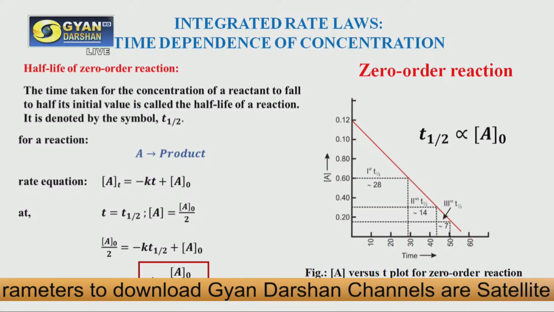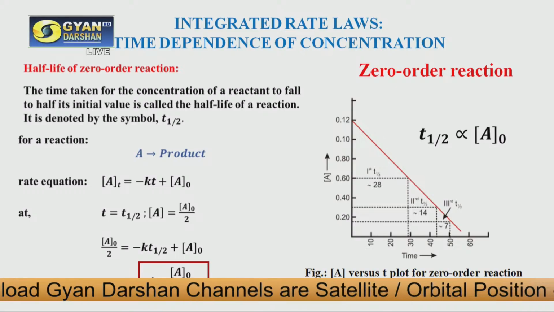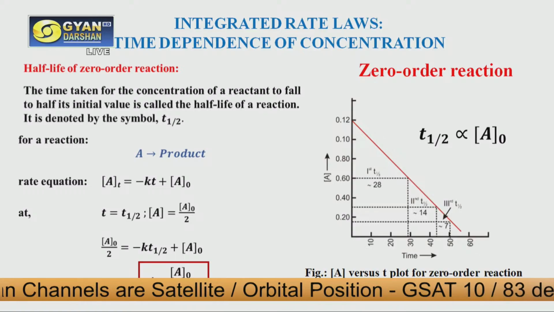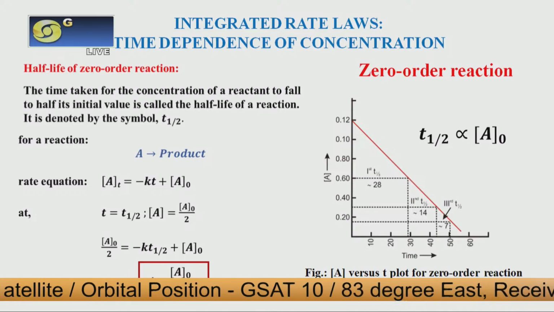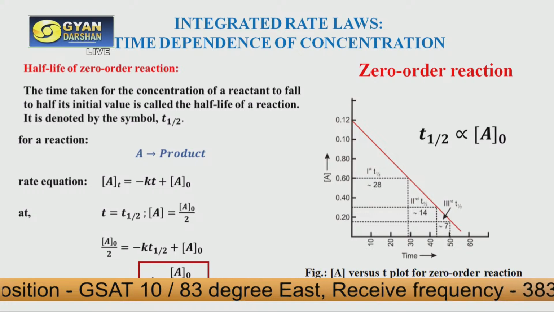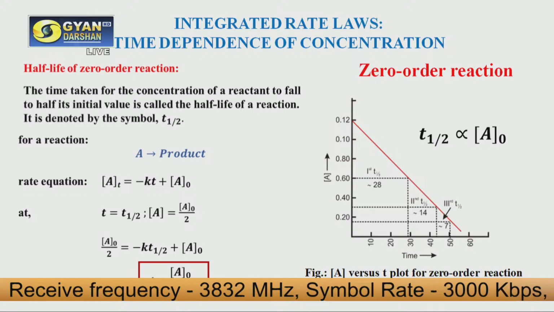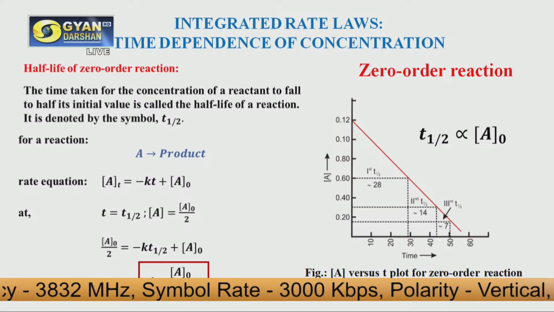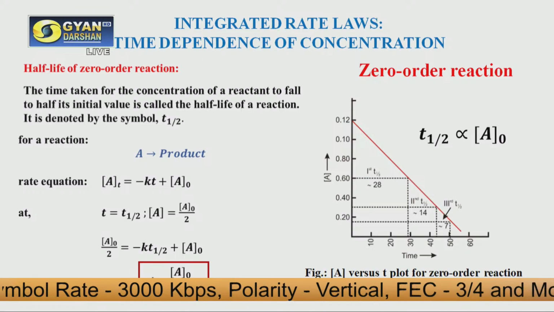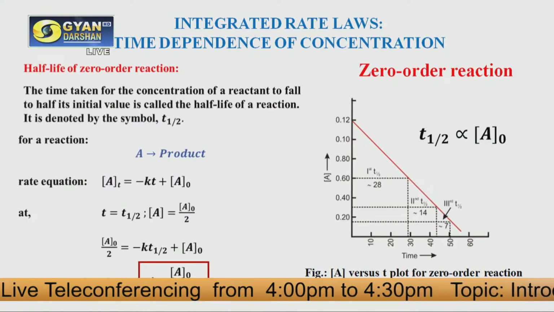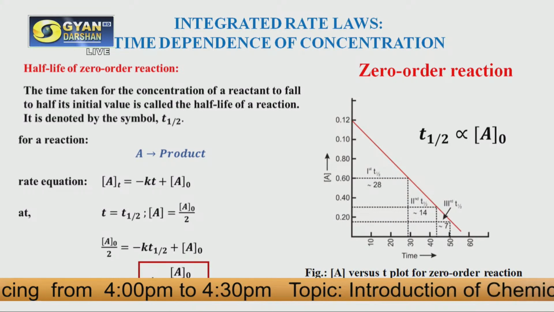Again, for the same reaction we discussed earlier, A gives the product, and we take the rate equation at time t equal to t half, meaning exactly when the time becomes half-life, then the concentration of A is defined as initial concentration [A]0 by 2. So by putting these two into the above rate equation, we find t half is equal to the initial concentration of the reactant divided by 2k. Here we can say that t half is directly proportional to the initial concentration of the reactant.